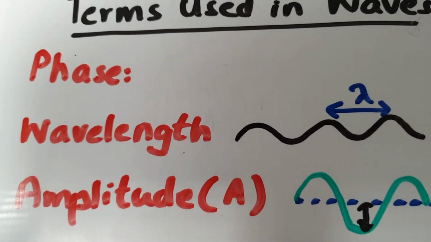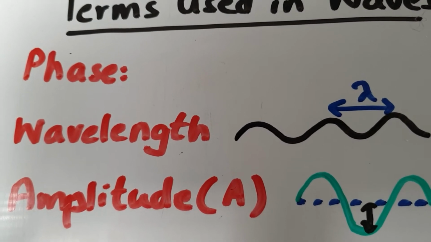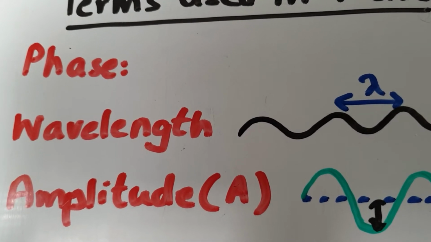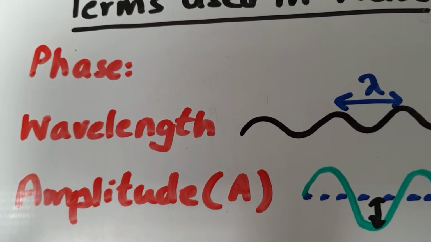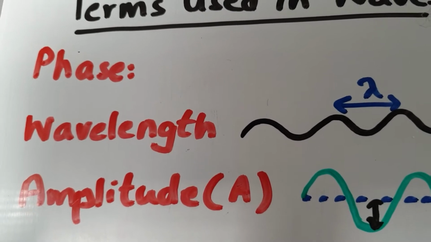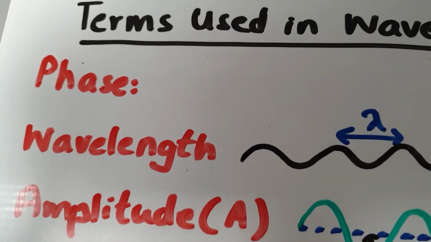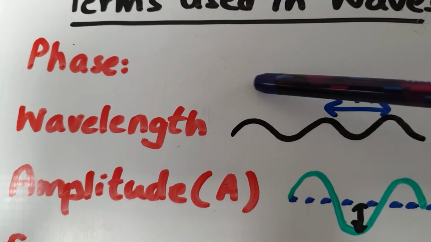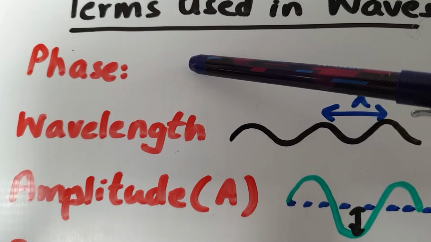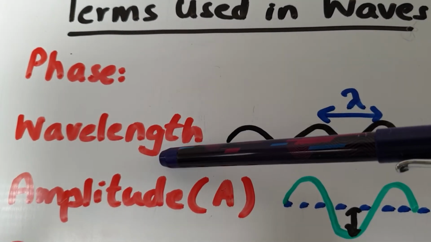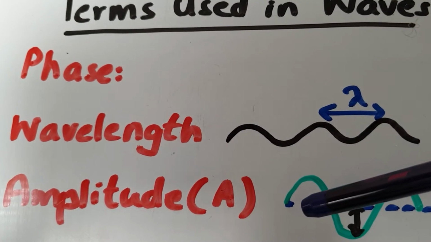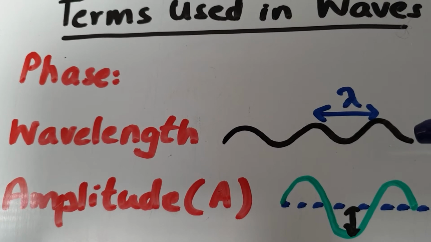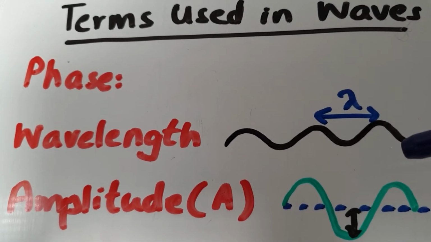You've just come across this word phase in simple harmonic motion, so it won't be that foreign or new to you. The word phase indicates the position and the direction of motion of a particle, exactly the same way as we defined phase in simple harmonic motion. The reason we have the word phase is because its term is used in the definition for wavelength. So what is a wavelength? A wavelength is the distance between two consecutive particles that are in phase.